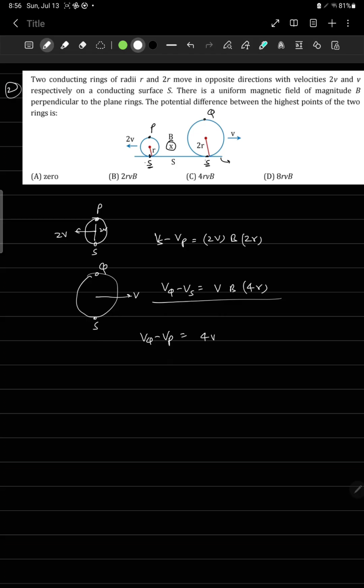So you can add here, 4 VBR plus 4 VBR, that is 8 VBR. So that is the potential difference between the highest points of the rings, and option D is correct here. Okay, so hope you understood this one. Let's move to the next question.